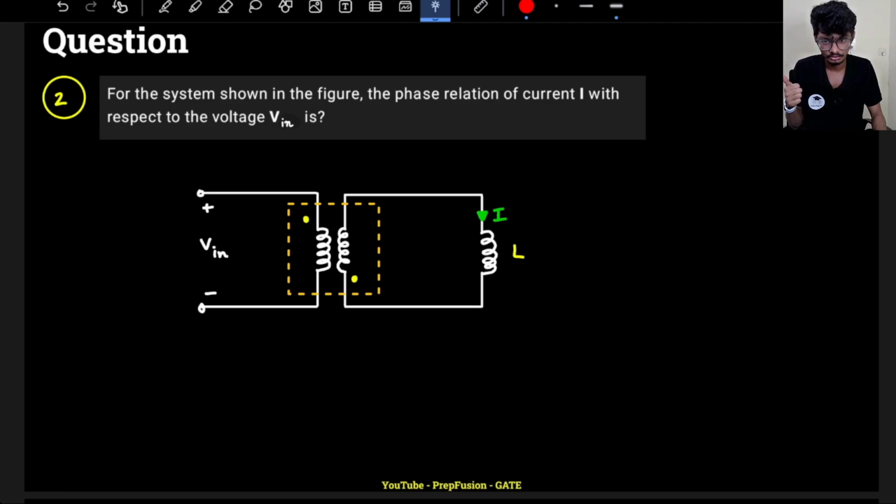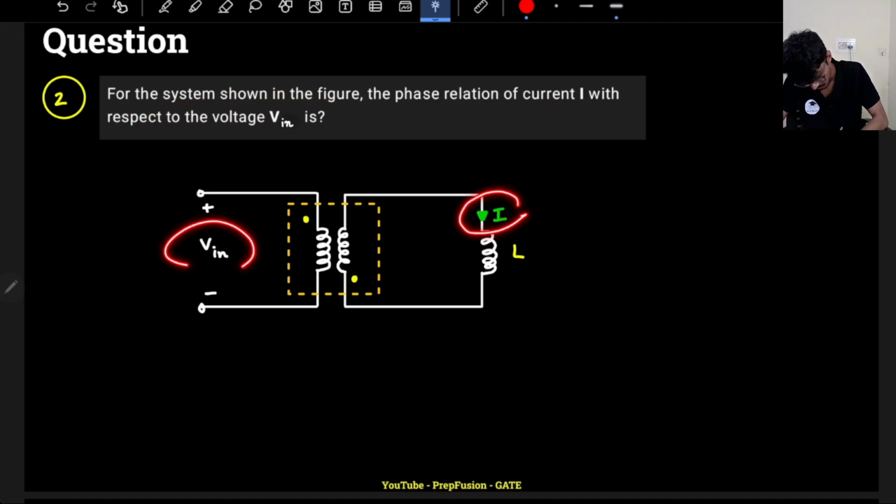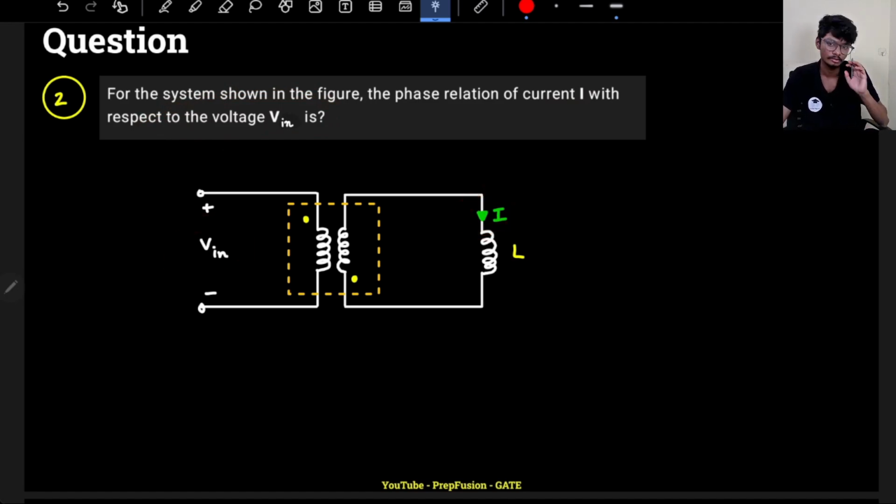So this question we have: for the system shown in the figure, the phase relation of the current I with respect to the voltage V in is... Okay, so they are asking what is the phase relationship of the current I with respect to the voltage V in. Whatever phasor concepts we had learned, we will actually use that.